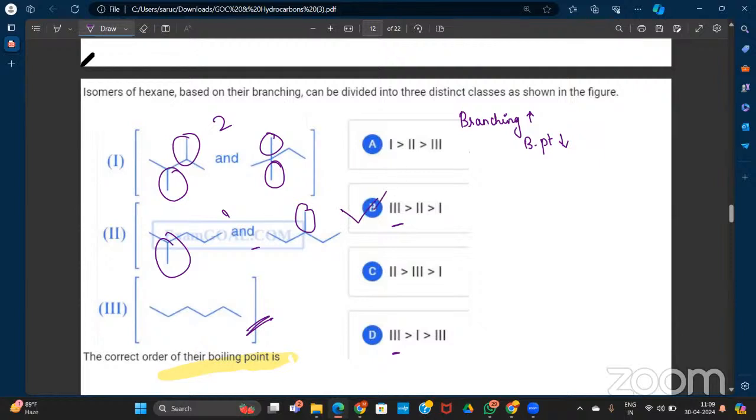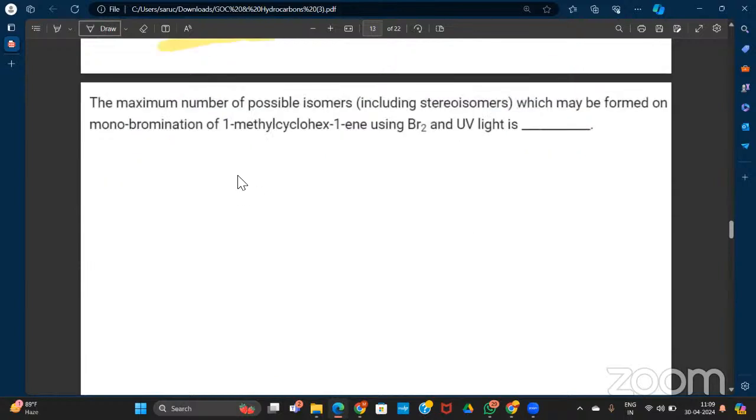Yes. And the next question is: the maximum number of possible isomers that may be formed from monobromination of 1-methyl cyclohexane using Br2 and UV. Yesterday I told you how to find the number of products for monobromination or monochlorination. I have taught you. So now we are just going to write the compound.